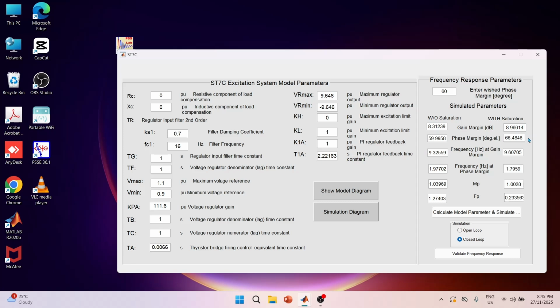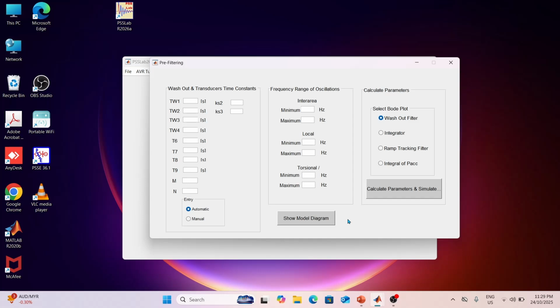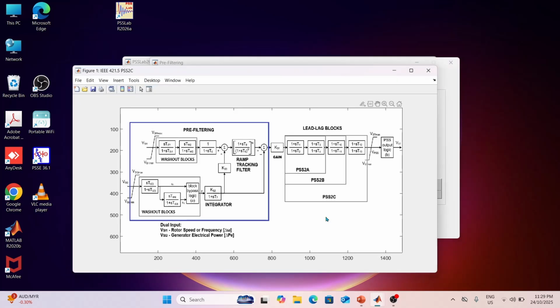Compared with unsaturated case, the model with saturated reactance is more complex. It uses a sixth-order linearized generator model. We can finally start to tune the PSS parameters. From the menu item PSS Tuner, I will choose the pre-filtering. A new form appears on the screen for which we can say few preliminary words using model diagram. So I click on the Show Model Diagram.